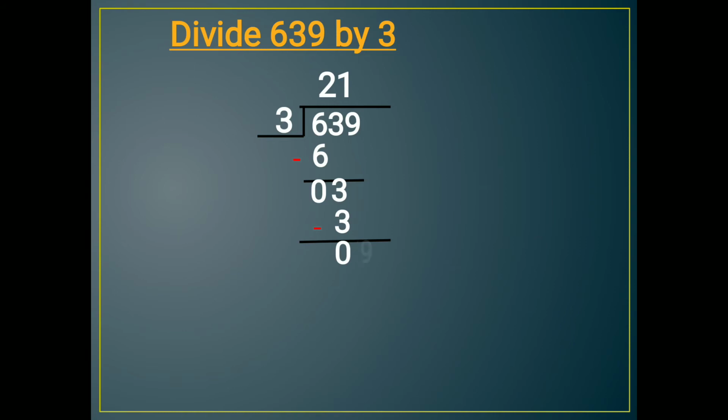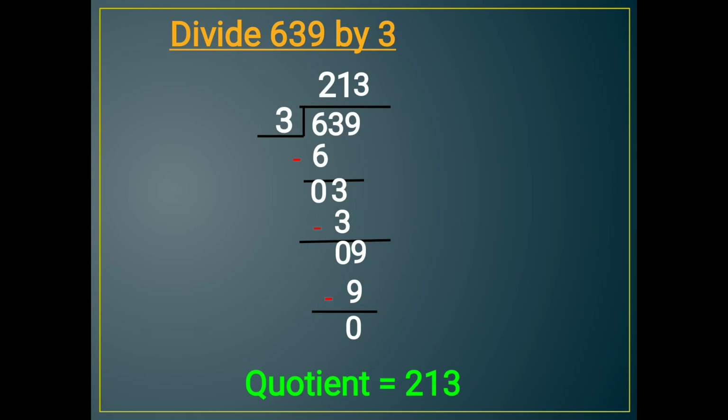So, we will write down 9. After that, you will read the table of 3 to get 9. So, how many times will it go? 3 3s are 9. So, it will go 3 times. So, you will write 3 upside and 3 3s are 9. So, 9 you will write just below the 9. After that, you will subtract 9 from 9. We will get 0. So, you can see the quotient we get is 213.